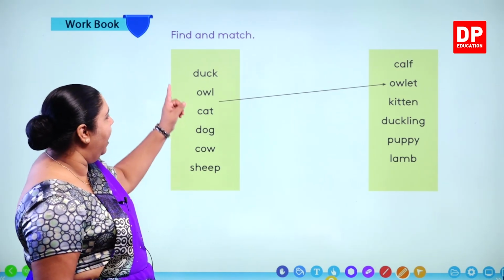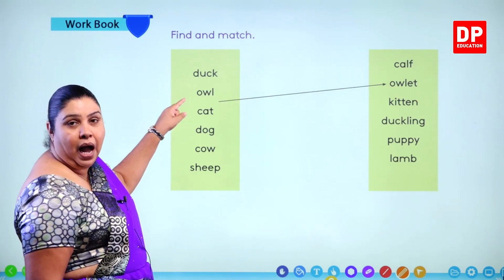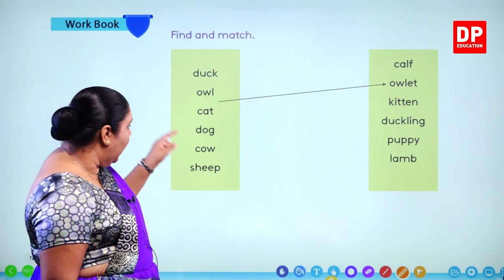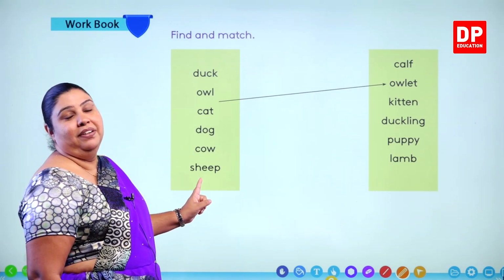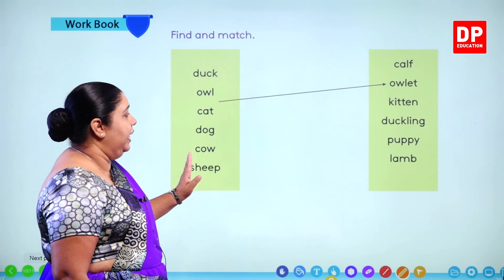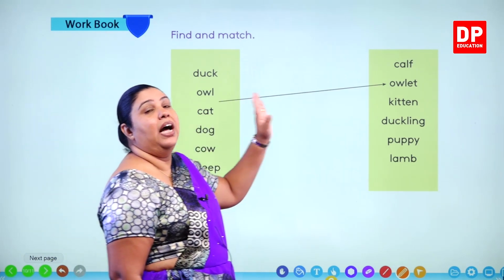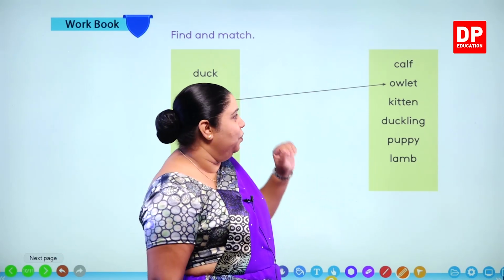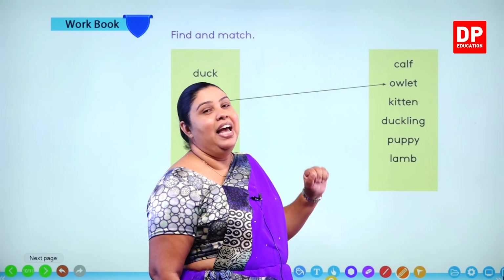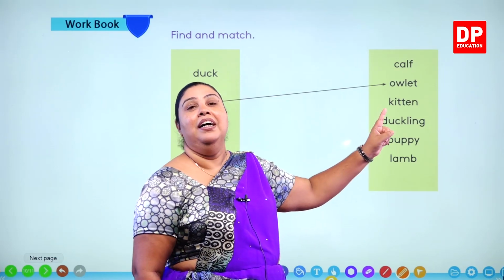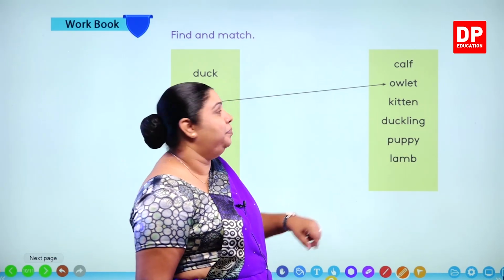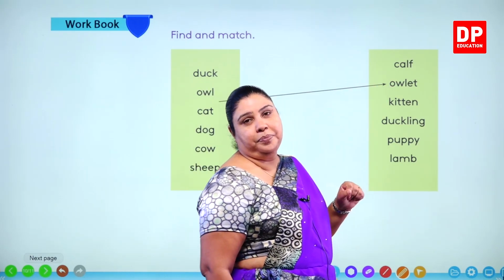Right. So now we have the words duck, owl, cat, dog, cow, and sheep. Right, so now we have the names over here, and on the other side we have the names of the babies. So we are going to read them as well, and then we will match the mother to the little baby's name. Right, the first one, calf.